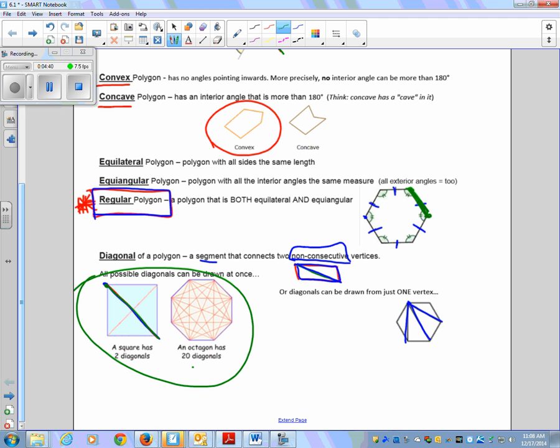But sometimes we can just draw the diagonals from one vertex, and this is going to be what we do next to derive our formula. So just from one vertex, this hexagon, there's 3 diagonals that can be drawn from each vertex there. Okay, let's look at the other side.